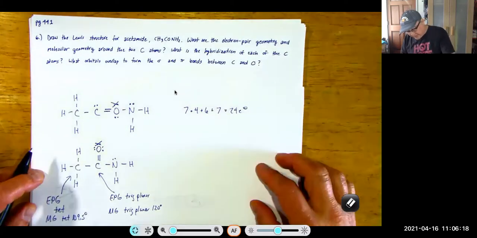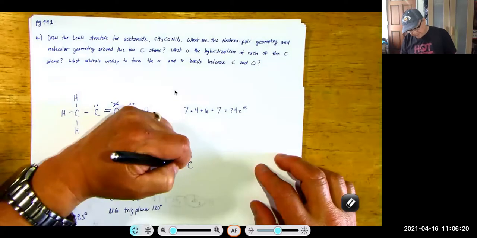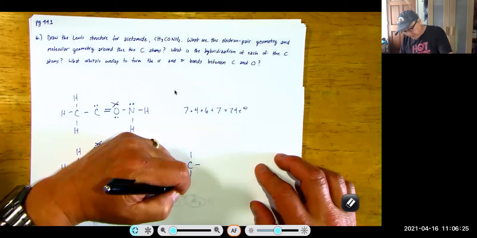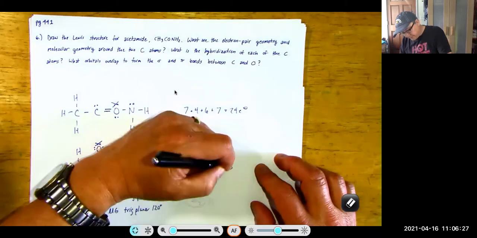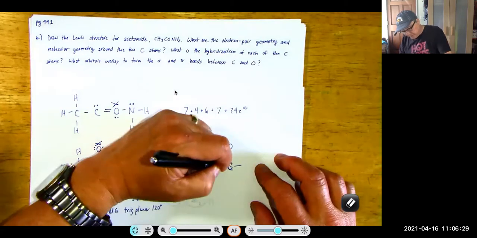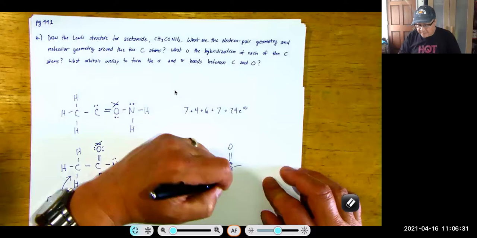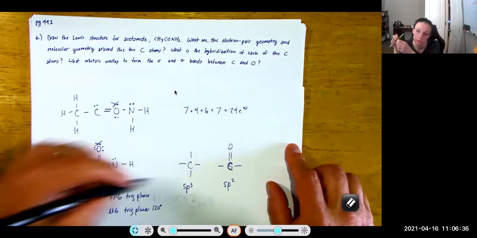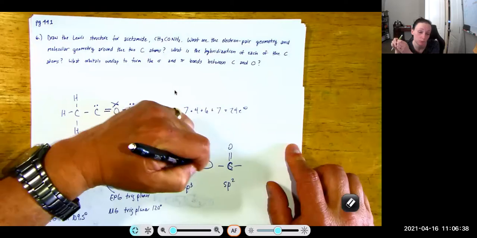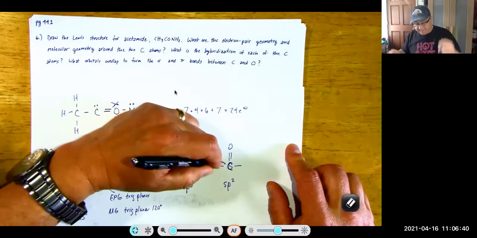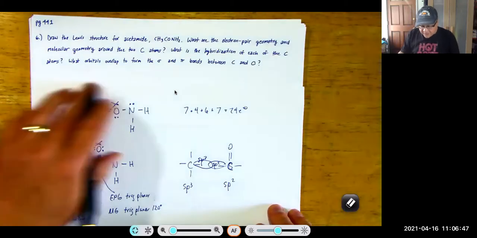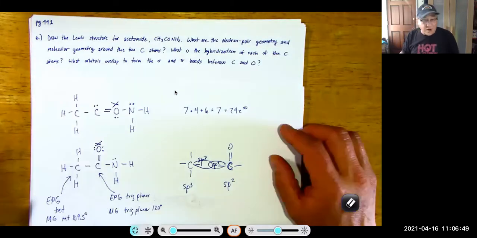Okay, what is the hybridization of each of the carbon atoms? So this guy, what's the hybridization? sp3. And how about this guy? sp2. What orbitals are overlapping? sp3 and sp2. That's right. Okay, that's between each of the, oh, it didn't ask for the carbons, it asked for the carbon oxygen.